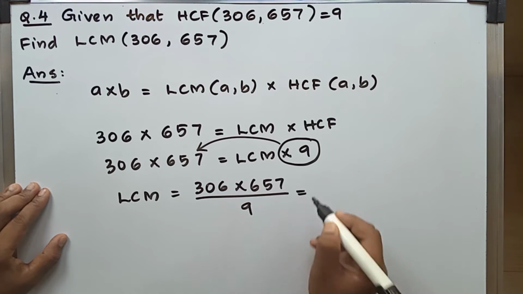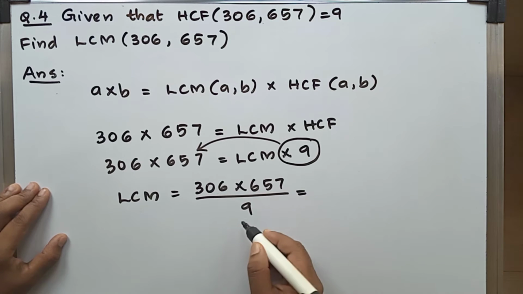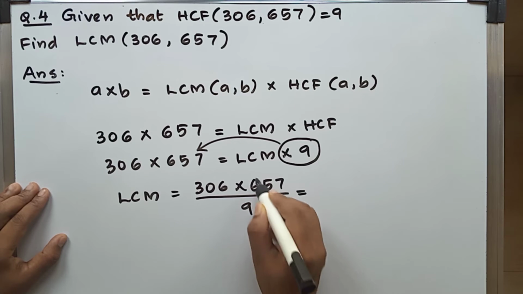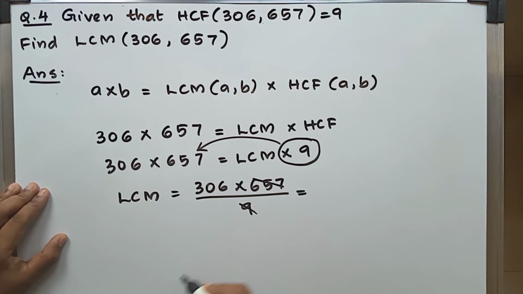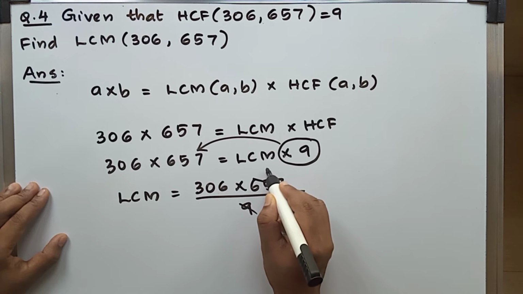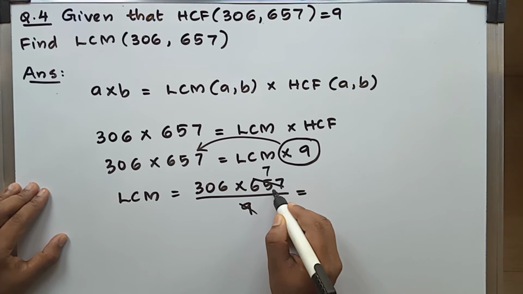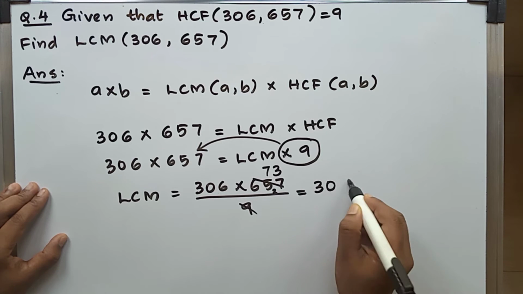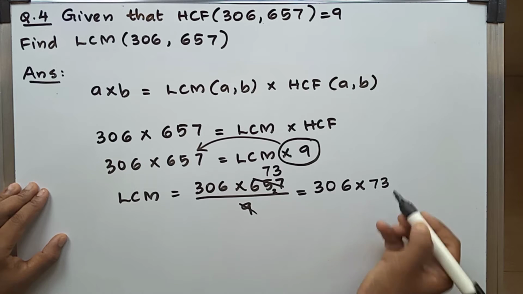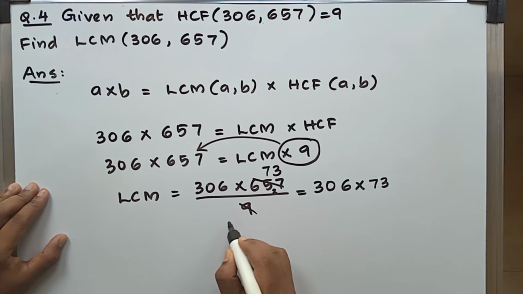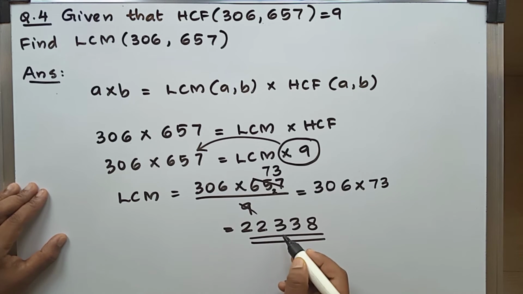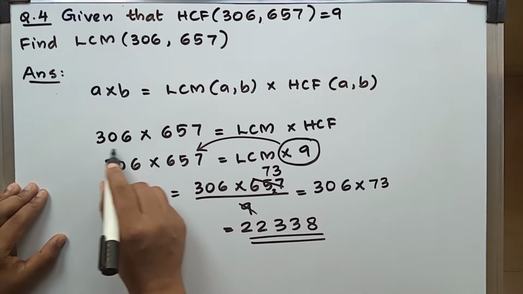Here, to simplify the multiplication process, we can actually divide 657 by 9. Okay. Here 7 times, remainder 2, 27 3 times. So 306 into 73. Okay. We will get it as 22338. We have to do the multiplication and this will be the answer. This is the LCM of these two numbers.